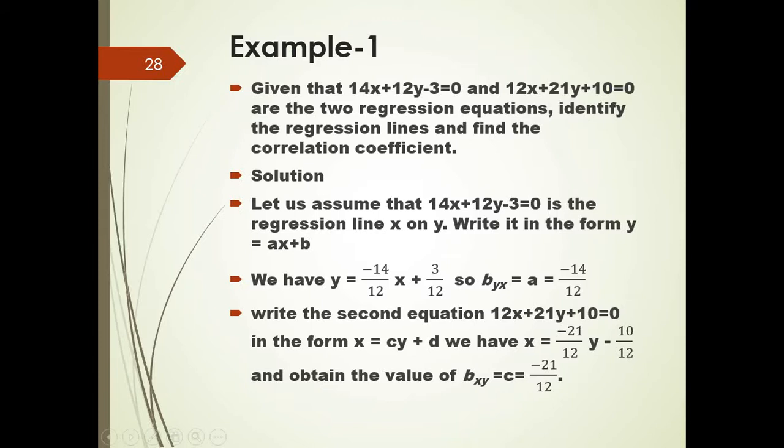So, transferring this, I take 12x to the other side, so minus 12x equal to 21y plus 10, and then when I divide by minus 12, I get x equal to minus 21 by 12 into y minus 10 by 12. Then the coefficient of y is taken as the regression coefficient bxy, which is minus 21 by 12.